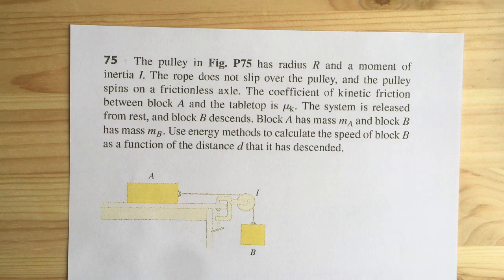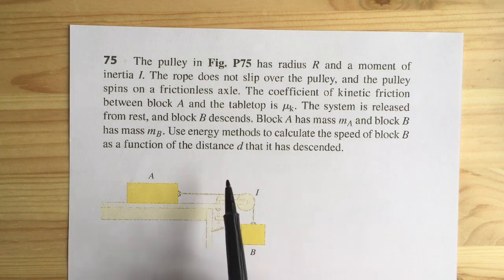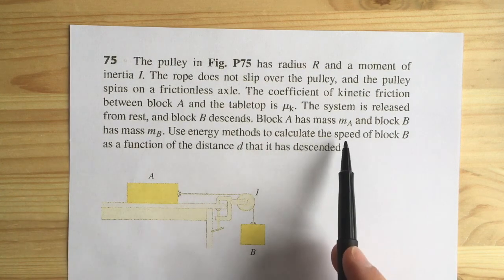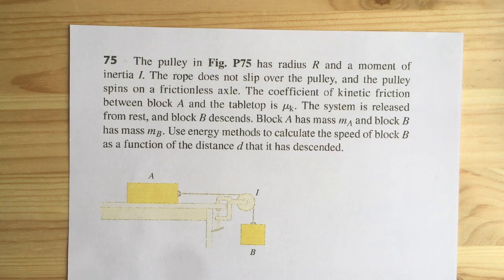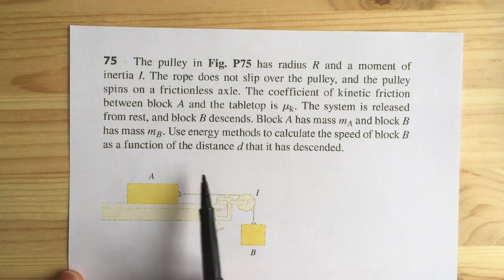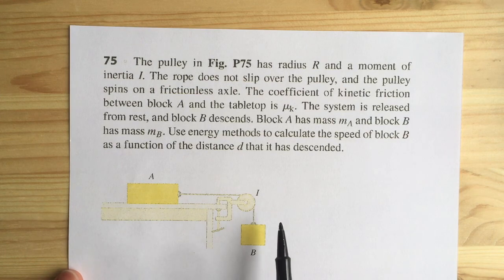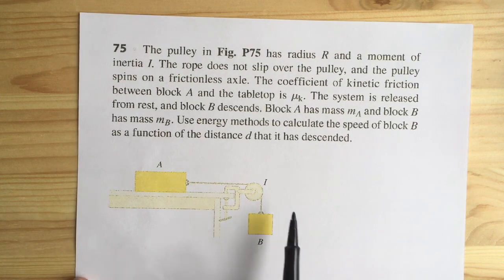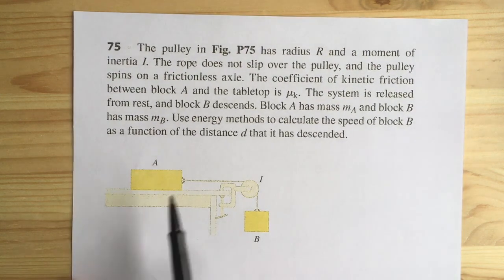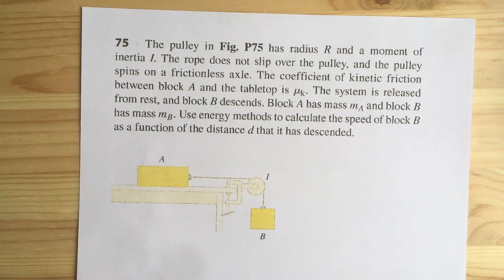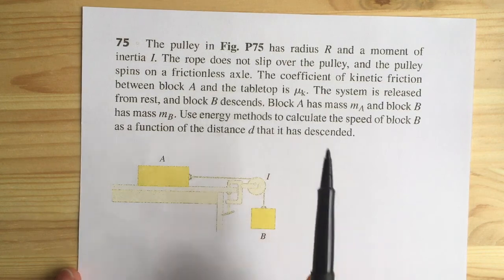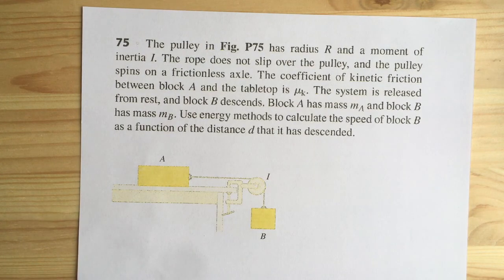So, okay, how are we going to do this? It suggests we use energy methods to solve it, so let's try that. We need to think about what energy the system has initially at time 1. We need to think about what energy the system has at time 2 after everything has started moving. And we need to think about how much energy is lost due to friction, right? There is friction on the tabletop, so we need to take that into account.